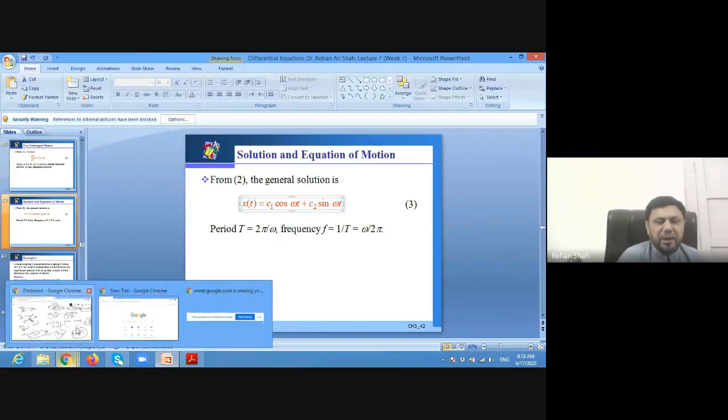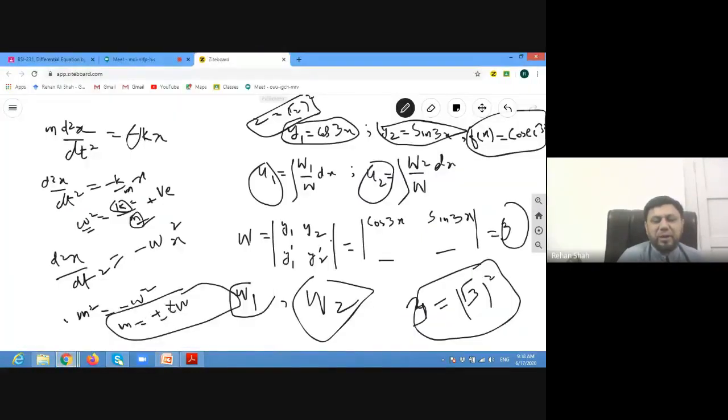Look, if m is iota omega, so what will be the solution? Now this is x, because now the dependent variable is x and the independent is t. So now xc will be equal to what? e power alpha is 0 in this case. e power 0 t is 1.